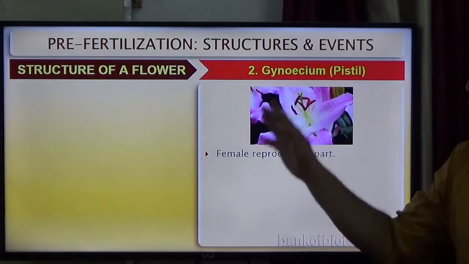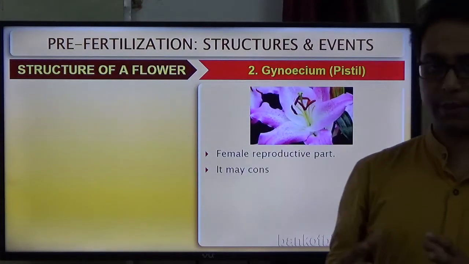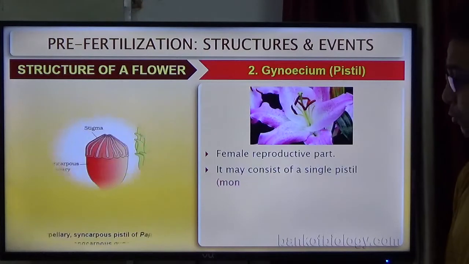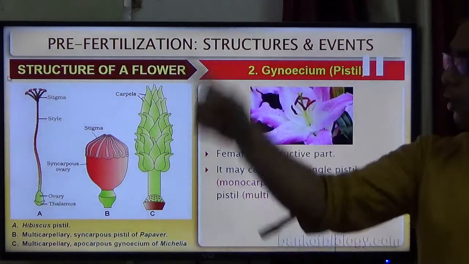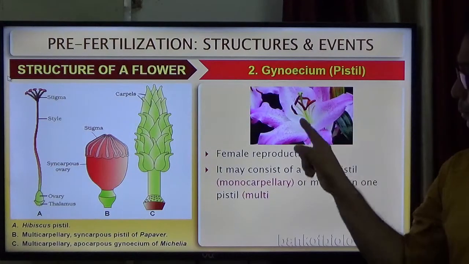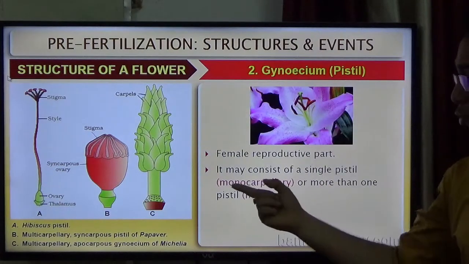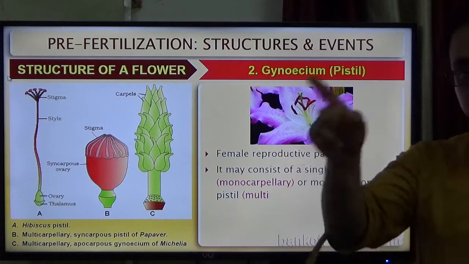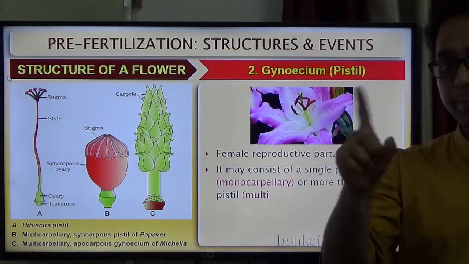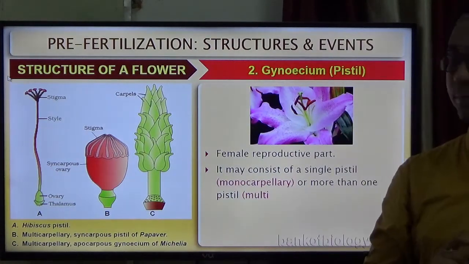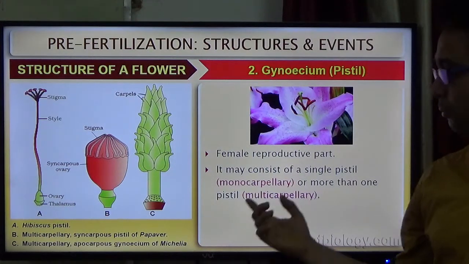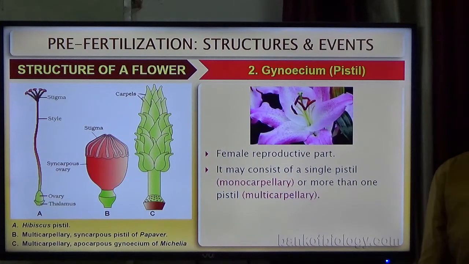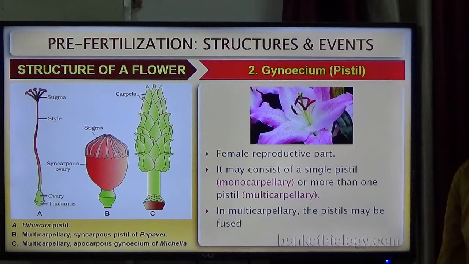Now, gynoecium is the female reproductive part, very good, where the egg cells are produced. It may consist of a single pistil. When only a single pistil is there, it is monocarpellary. Mono means single, carpel means the pistil, so single carpel. On the other hand, when there is more than one pistil, it is called multicarpellary. In your NCERT book, three pictures are there, which we will discuss.